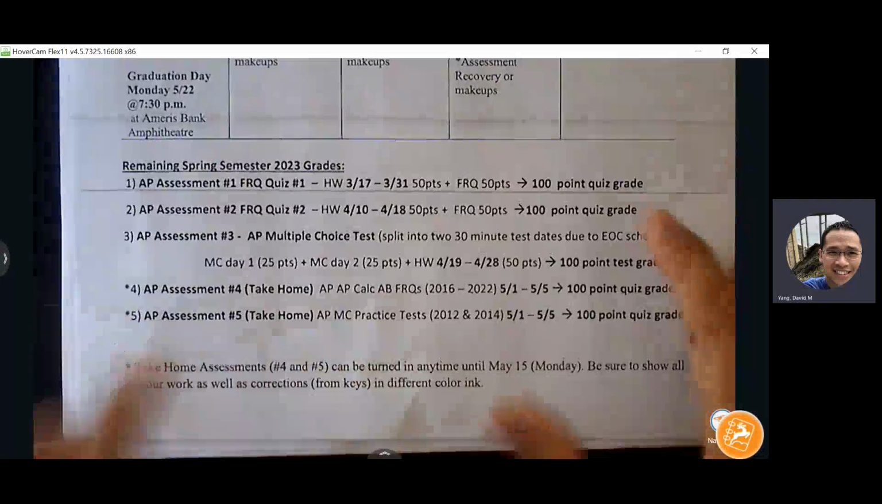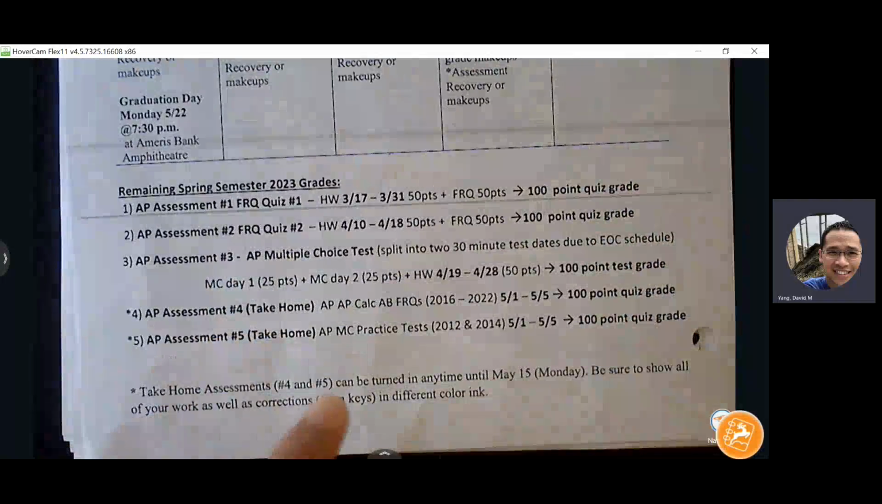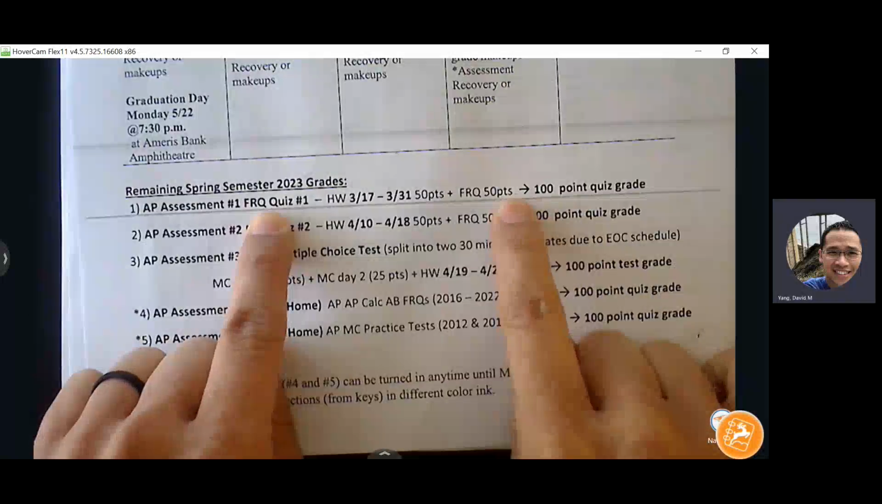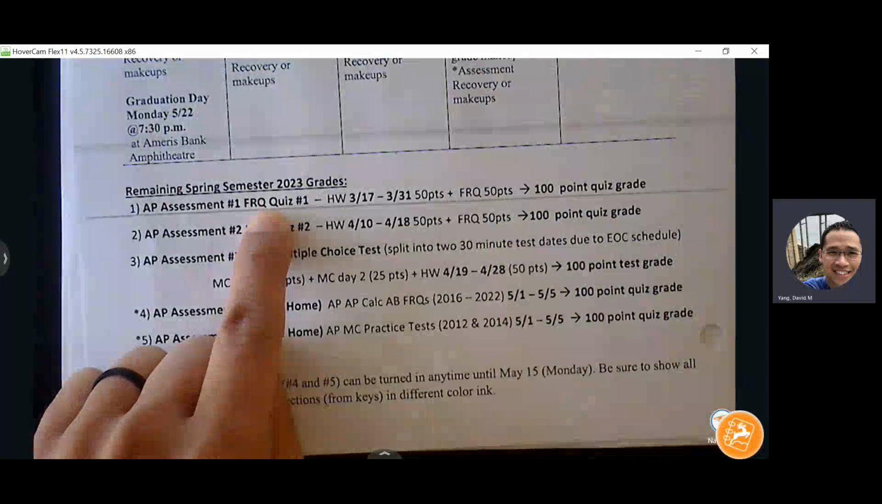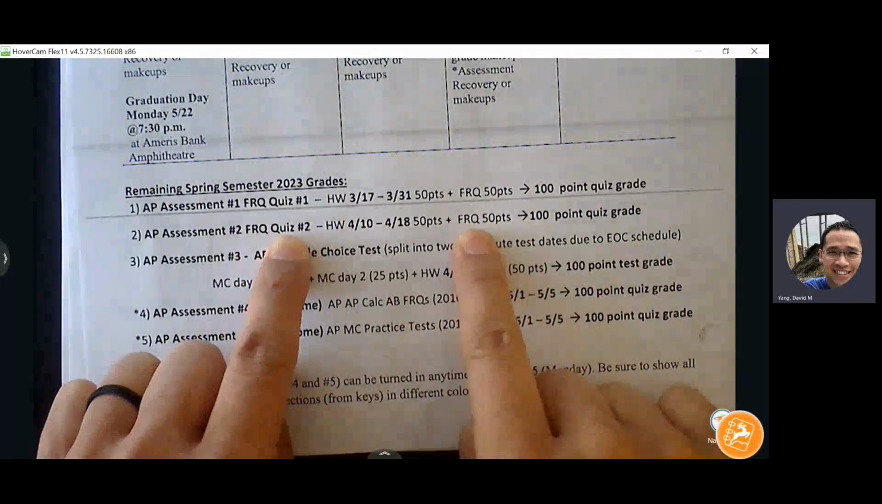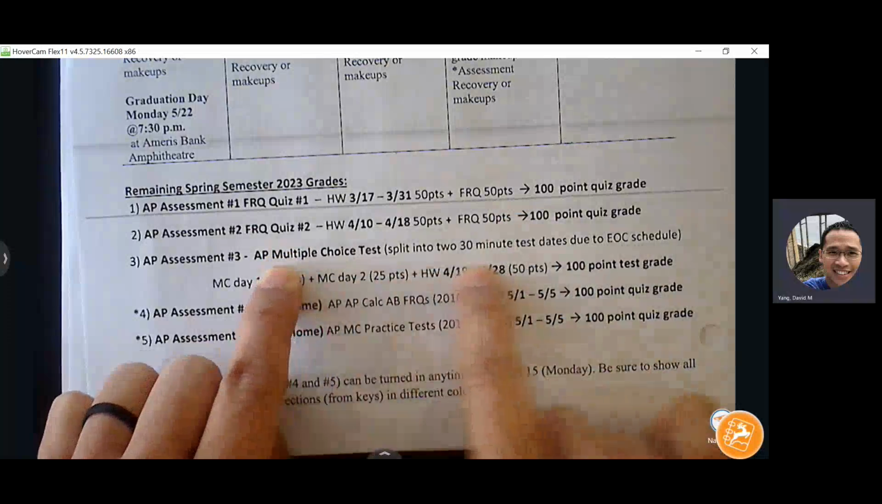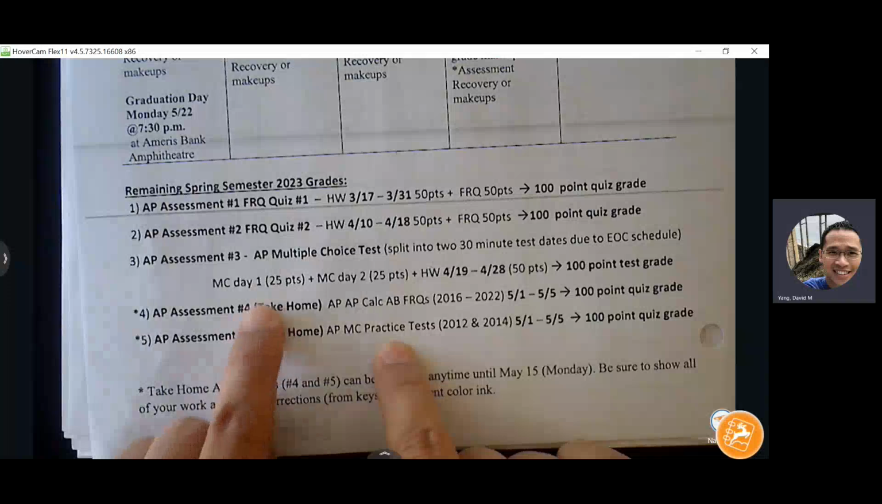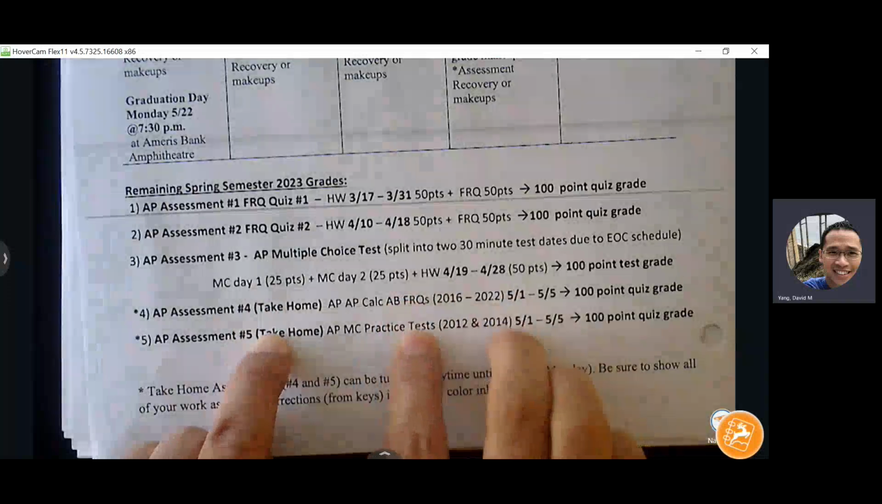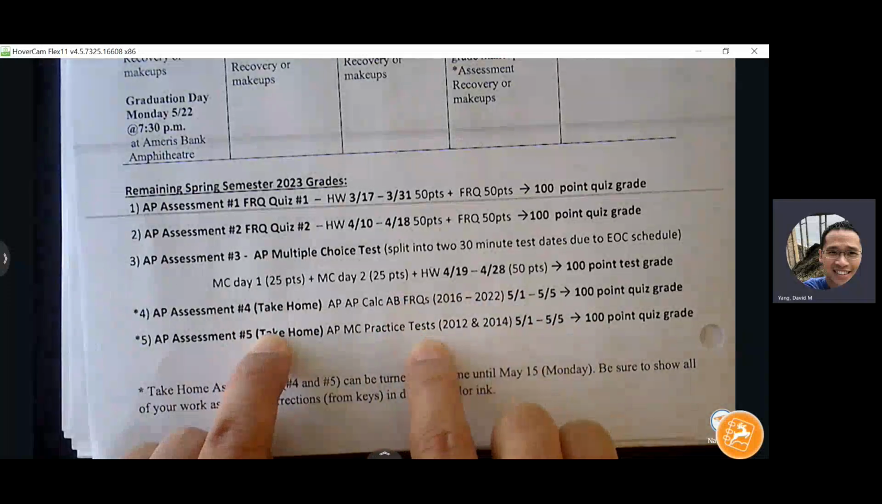And then finally, here is the summary of the grades that are going in the grade book after this Chapter 7 test. So we have the FRQ Quiz 1, which is coming up next Friday. We have FRQ Quiz 2, which is 2 weeks after spring break. We have the multiple choice test, which is split into 2 days during the EOC week. And then 4 and 5 are just FRQs and multiple choice tests.